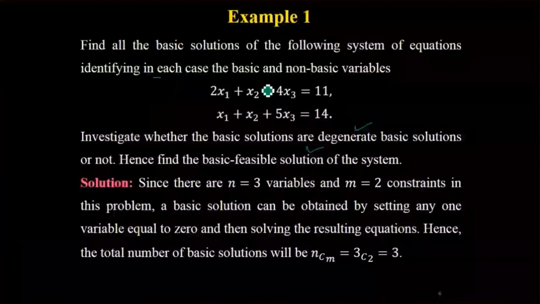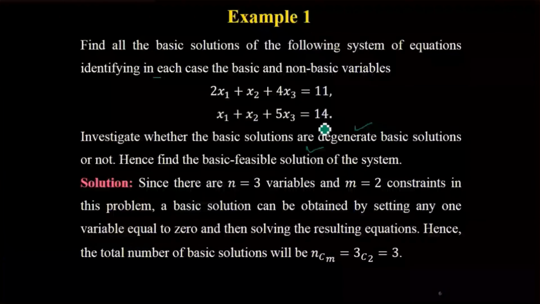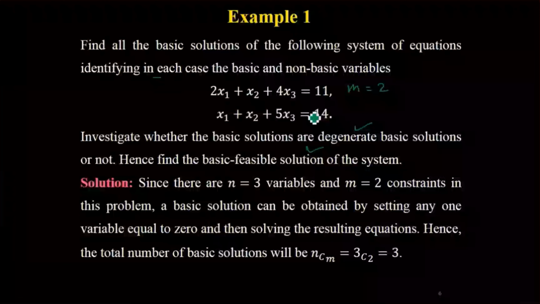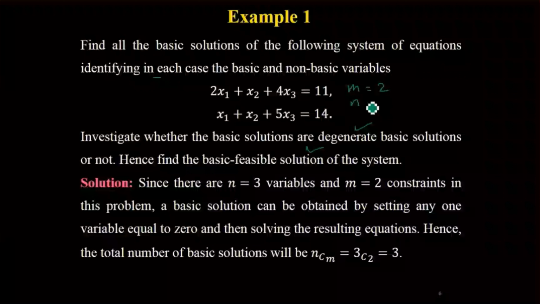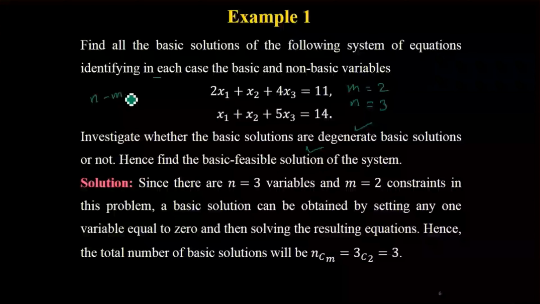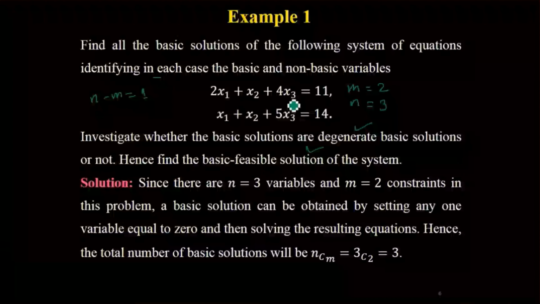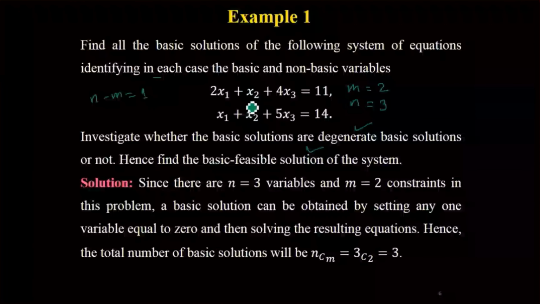Now you see the question. We have two equations: 2x1 + x2 + 4x3 = 11, and second equation x1 + x2 + 5x3 = 14. Two equations means m is 2, and three variables x1, x2, x3 means n is 3. So n minus m is 1. One variable you first have to take as 0, then the other two variables will be considered as the basic solution.